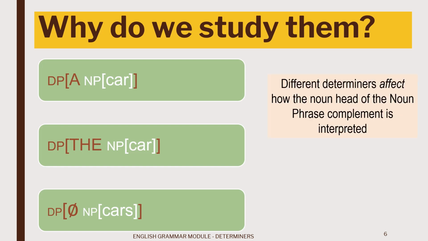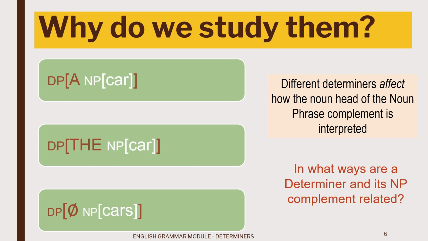So we will see that the choice of a determiner affects how the noun head of the noun phrase complement is interpreted. Just by looking at these examples, you know that a car is different to the car or to cars. They are interpreted differently. And so we can ask this question: in what ways are a determiner and its noun phrase complement related?